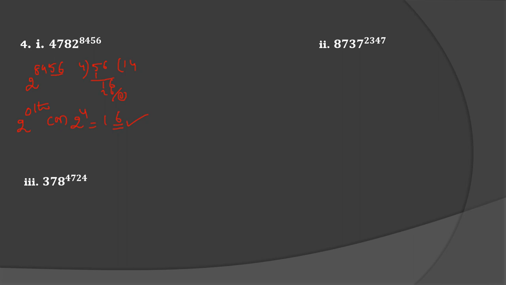Clear? Then try to solve the second question. What is the unit digit in the base? 7 is the unit digit in the base, right? Then 7 power, what is the power value? 2347. Then 47 divided by 4, how many times? 11 times. 44, remainder 3. Then take the remainder value as the power value of 7. Then 7 power 3. 7 cube equals, so go to the power cycle. What is the total 7 cube value? 343. What is the unit digit? 3 is the unit digit for the entire expression.